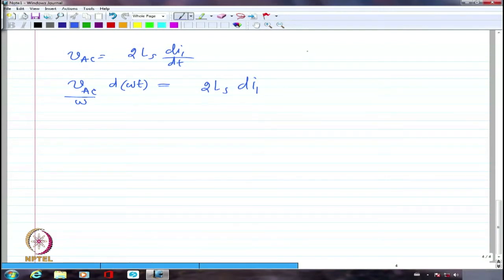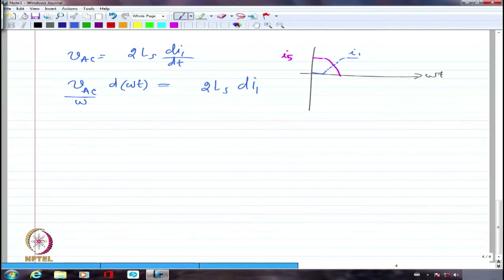Okay, so let me just redraw again. This is omega t. The current originally was like this, and then it is coming down as far as device number 5 is concerned. This is I5. As far as device number 1 is concerned, it is 0 and then it is rising slowly like this. So this is I1. That's all.